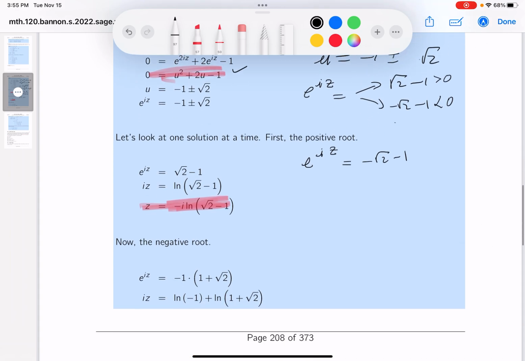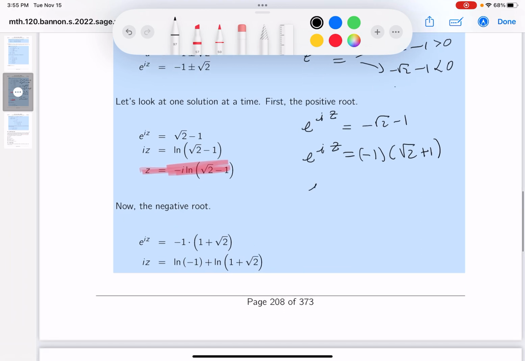So we're going to factor out the minus 1. And the reason is I want to get a multiple of a positive number. So minus 1 times root 2 plus 1. And I can do logs now. All right, so what do you get? iz equals the natural log of minus 1 plus the natural log of root 2 plus 1.